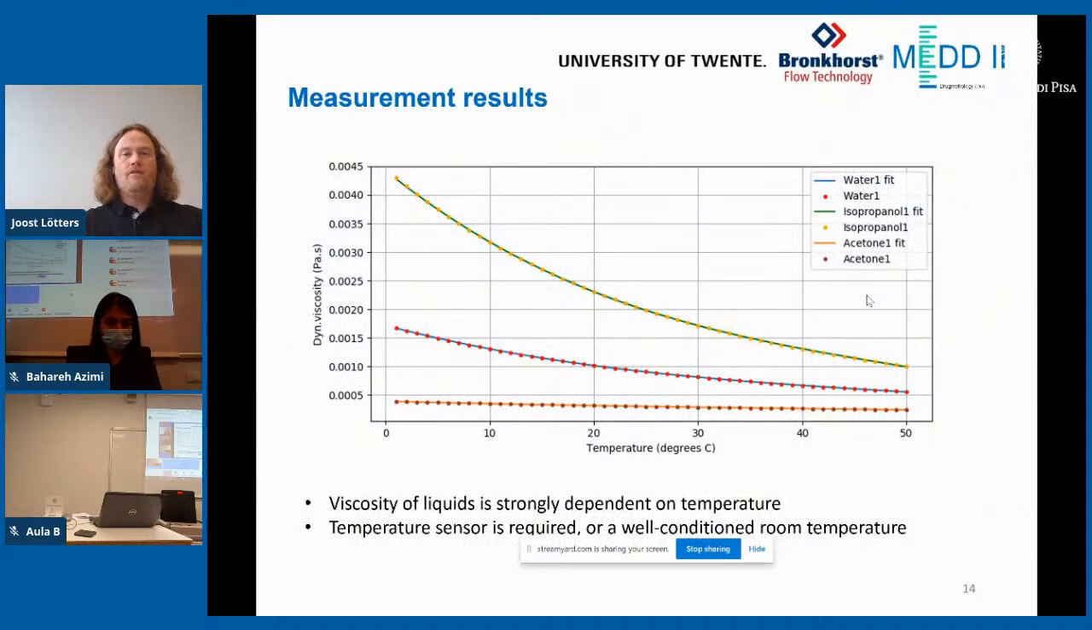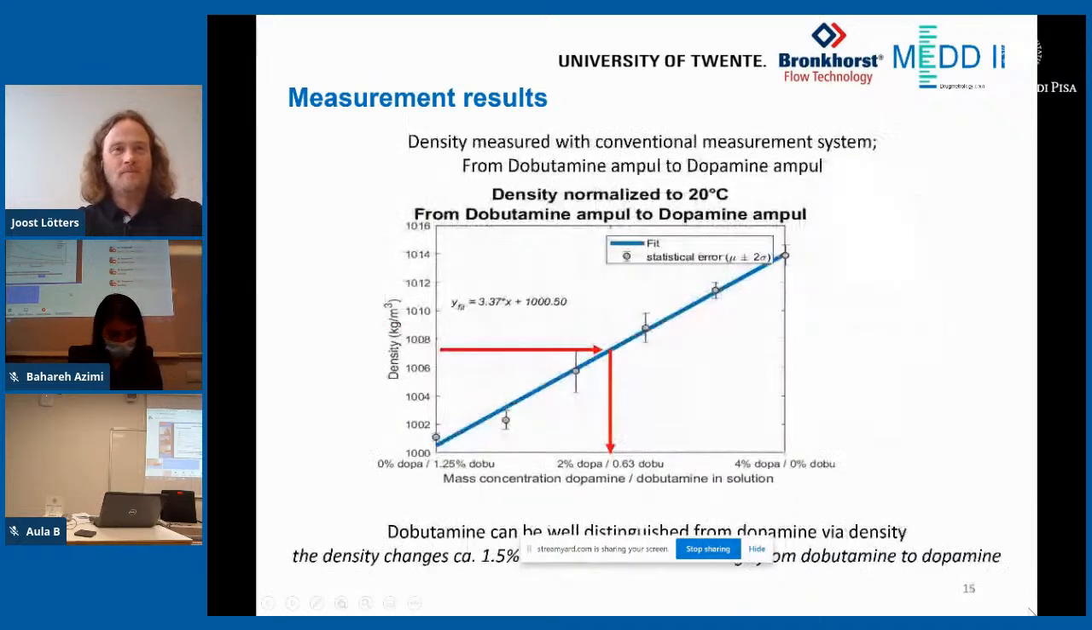So this is the graph of the viscosity versus the temperature, and the middle graph is for water. Here you see normally at 20 degrees centigrade it's 1 millipascal seconds, but you really see a strong change for other temperatures. So it's essential that you at least monitor the temperature so you can compensate for it, or you have a really well-conditioned room temperature. And I talked to the people from University Hospital Utrecht this morning, and they said maybe in some rooms, we think maybe in hospitals we have well-conditioned rooms, but it could be really terrible. So I guess the temperature sensor is essential.